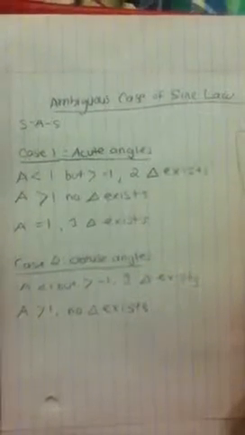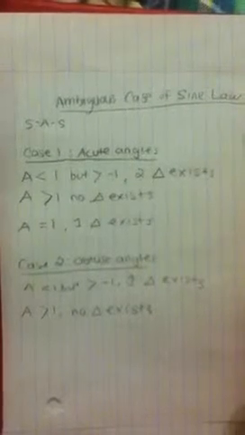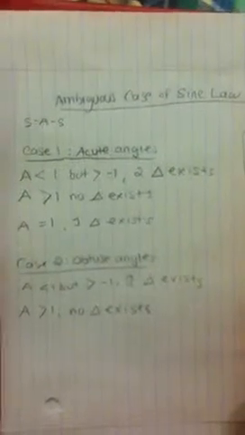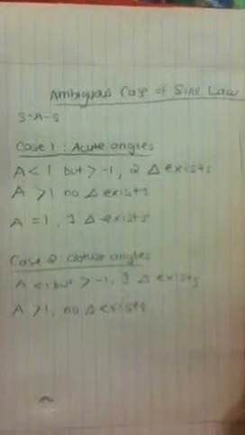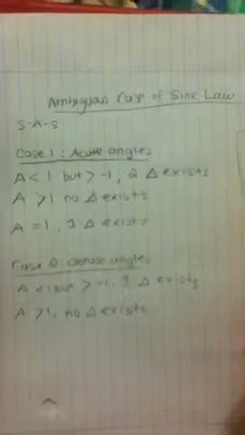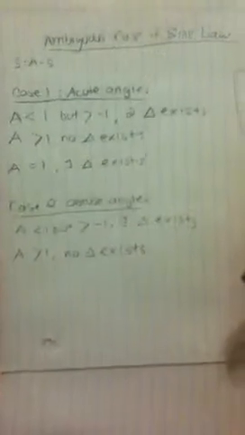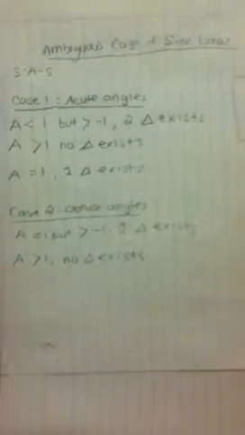There's also case 2, which deals with triangles with an obtuse angle. If what you solve for is less than 1 but greater than -1, one triangle exists. If what you solve for is greater than 1, then no triangle exists. There cannot be two triangles in a triangle with an obtuse angle because in a triangle only one obtuse angle is allowed to be there.